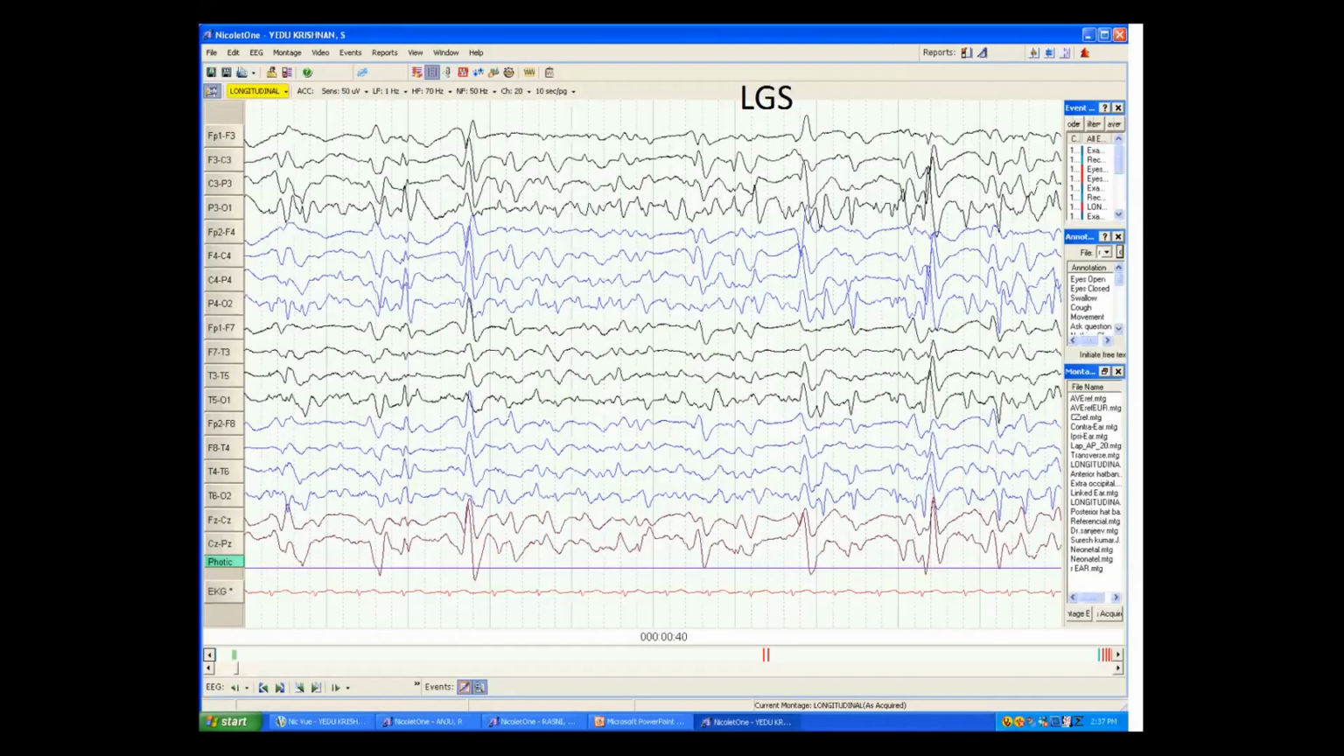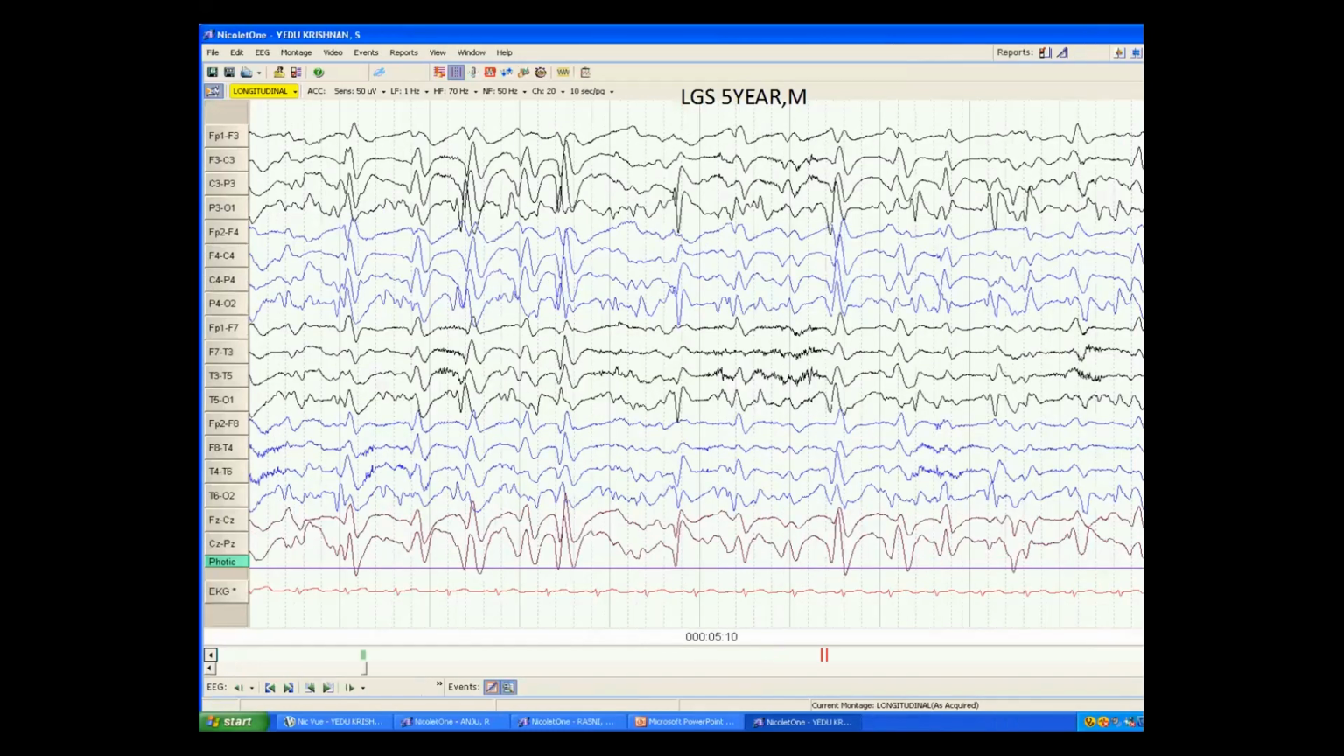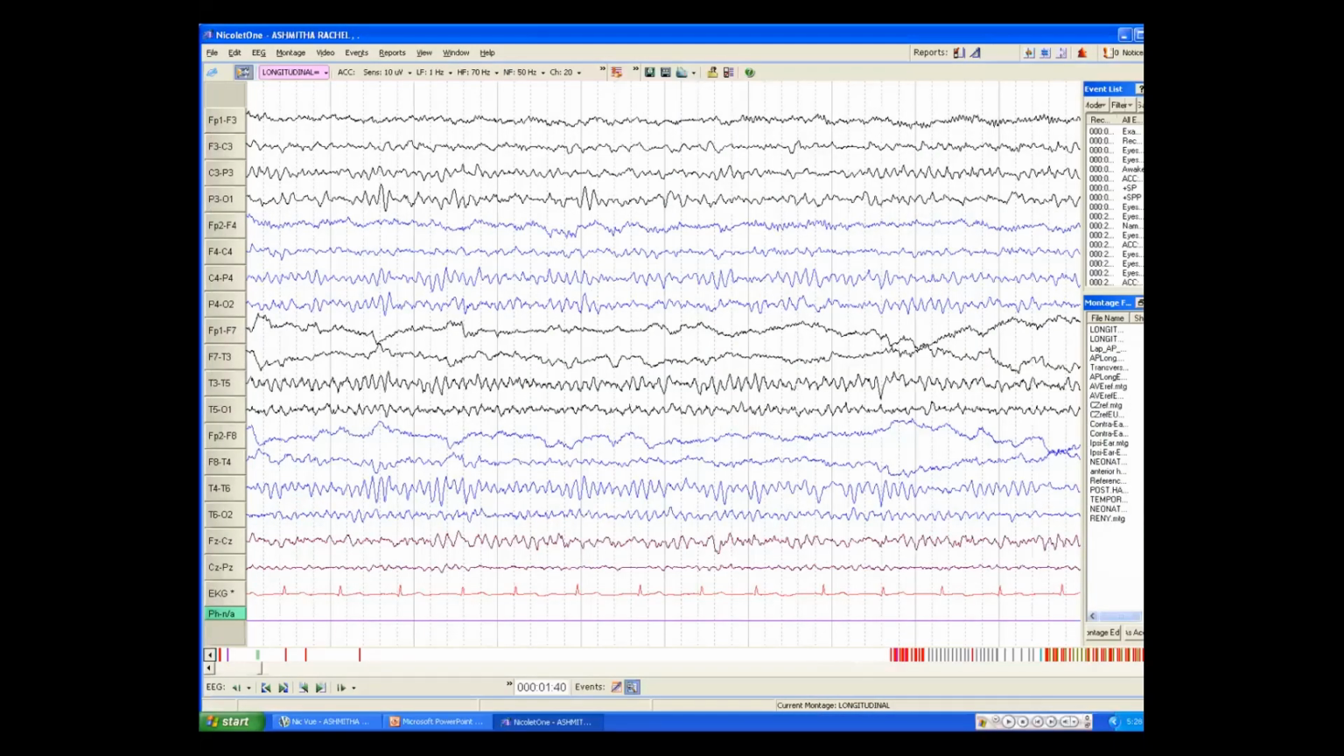It's Lennox-Gastaut syndrome again, another scenario where the sleep induces a lot of abnormalities, similar to something like continuous spike and wave activity during sleep. LGS in a 5-year-old male, and the awake may not show. The awake may be very deceptive, and it will not show any abnormalities which are present in the patient.